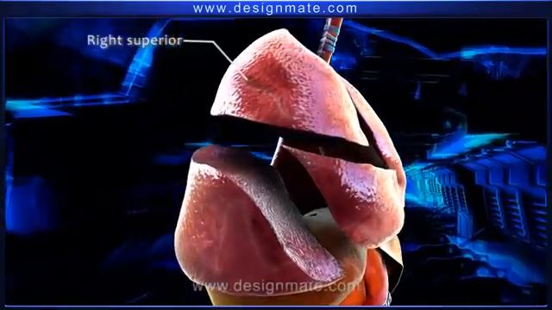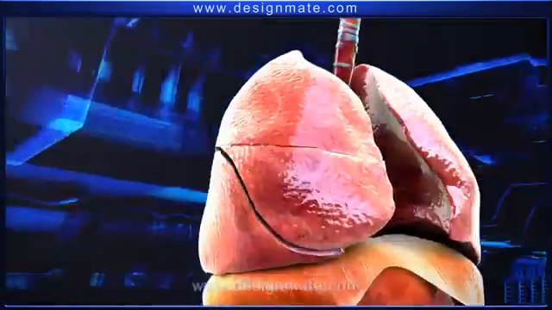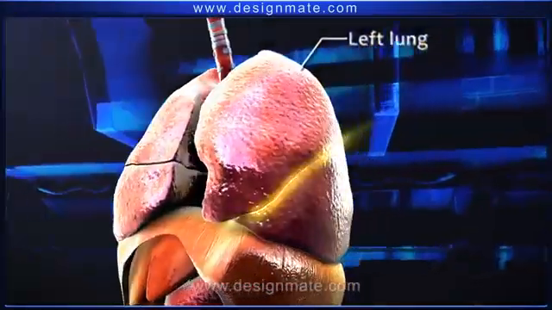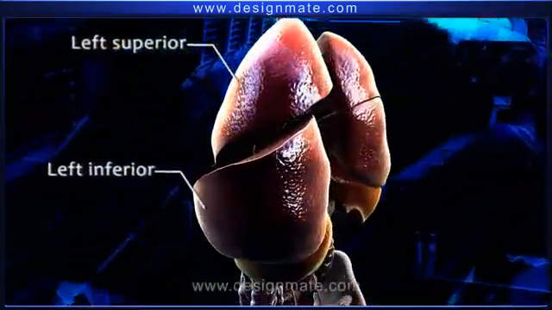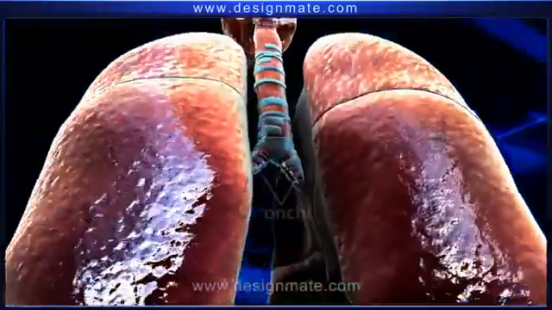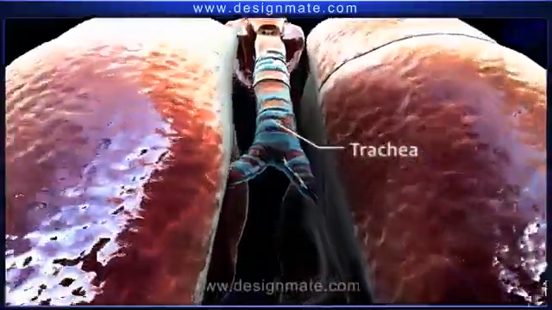The right lung consists of 3 lobes, while the left lung has only 2 lobes. Both the lungs are associated externally with bronchi, which unite and extend into the trachea.